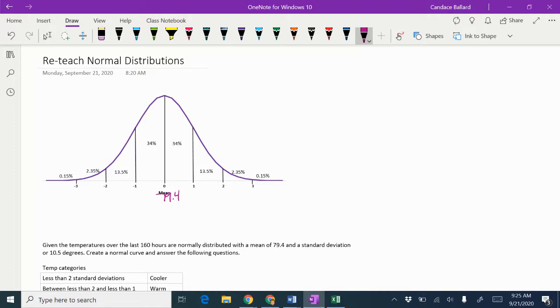Then, in order to go this direction, I need to add the standard deviation. So I'm going to add that 10.5, which is the standard deviation. I've already done the calculations, so I'm going to tell you what I got, and if I got a number wrong, let me know. I got 89.9, 100.4, and 110.9 going that way.